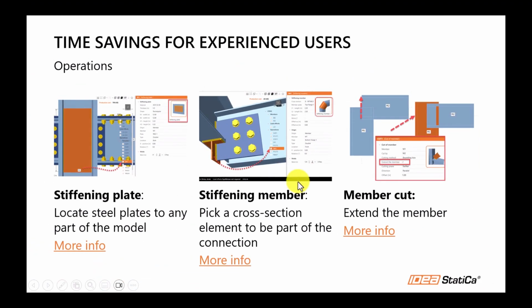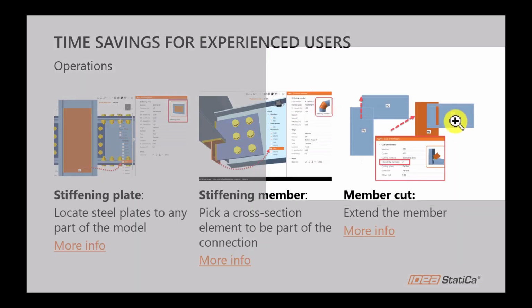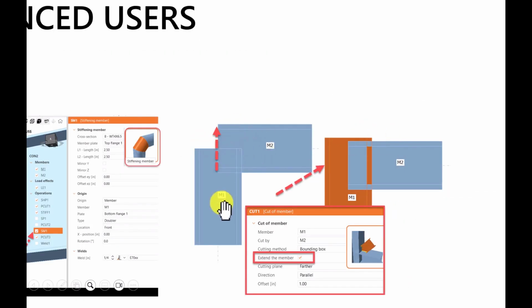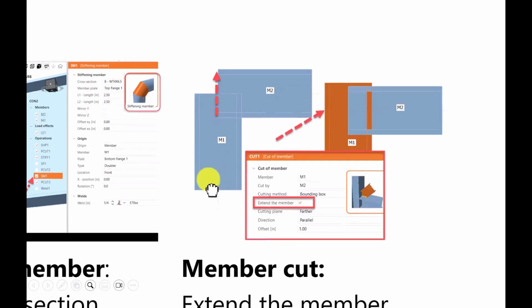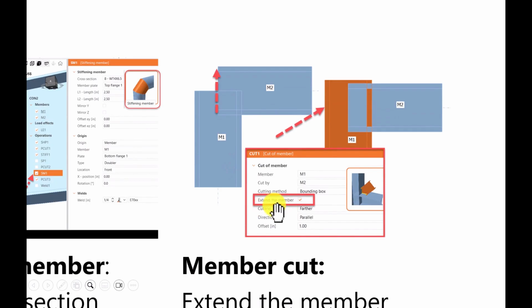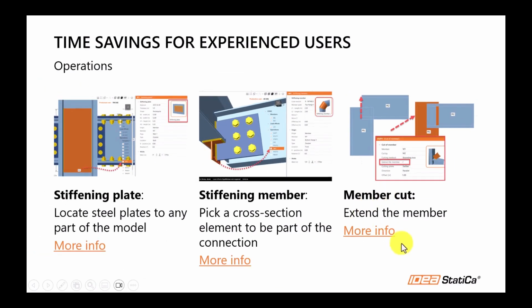The third operation and trick is to use the member cut operation to extend the member for an end of the column connection. For instance, here you set up the geometry beam to column, and when you don't have any connection, this is connected through the center line, right? So the node is over here. You would like to have this M1 extended until here. My suggestion is always to use a member cut operation and use the extend member. Instructions for using that operation are in this link.